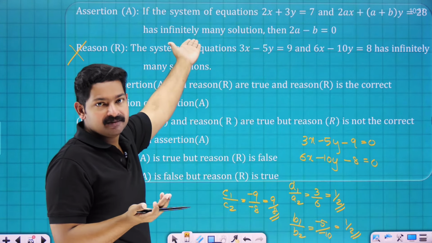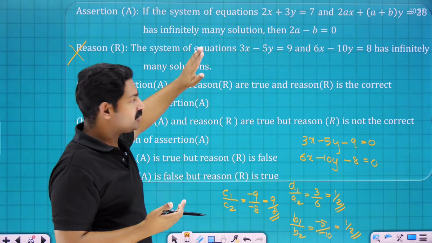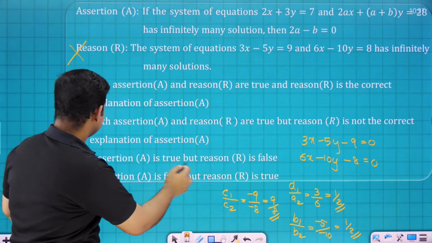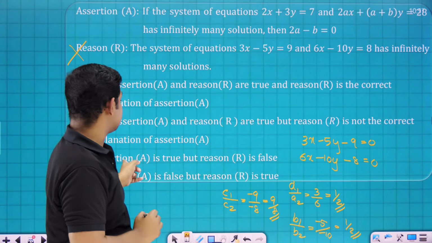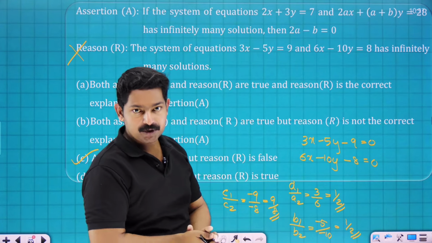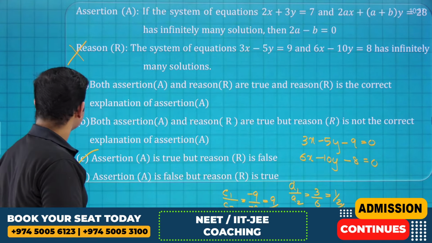So no need to check the assertion. Don't waste time checking the assertion, because if the reason is false, then there is only one option, option C. Assertion is true and the reason is false. Okay, so that's it, finished.